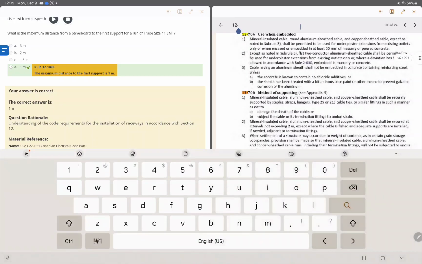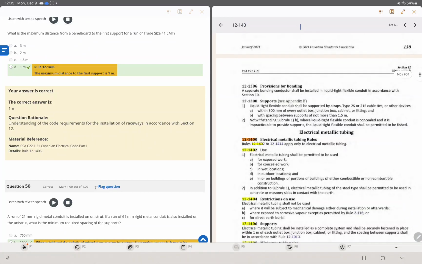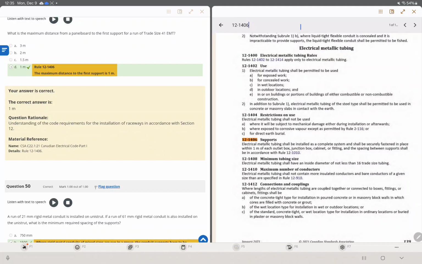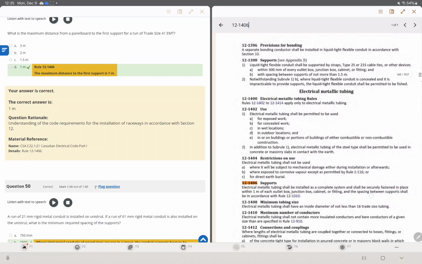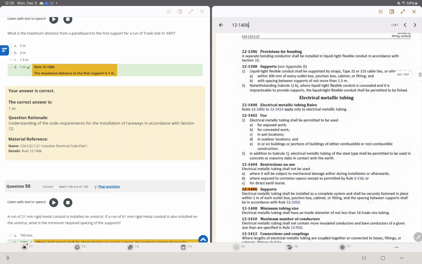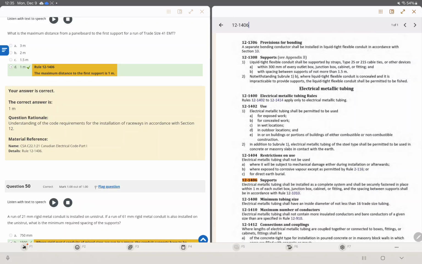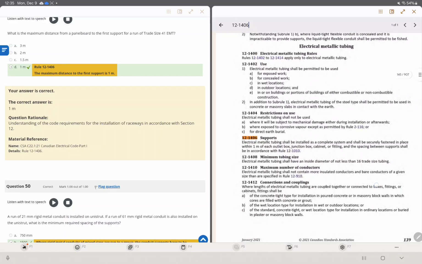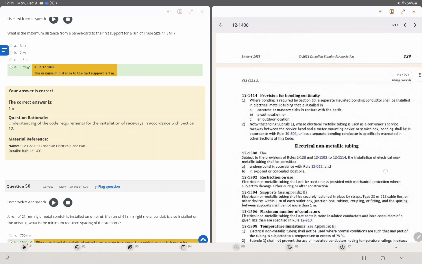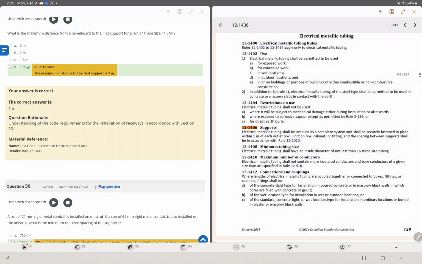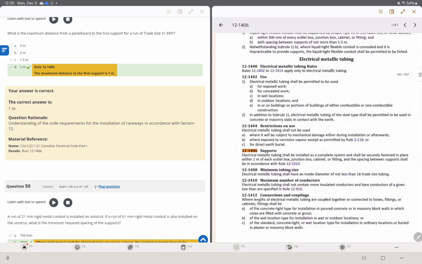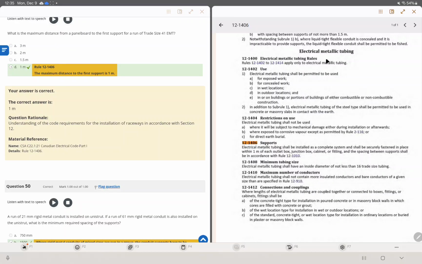Let's go take a look. 12-1406. Electrical metallic tubing. Supports. I found this by looking up EMT and then looking at section 12, and this was found: supports within 1 meter of each outlet box, junction box, cabinet, etc.